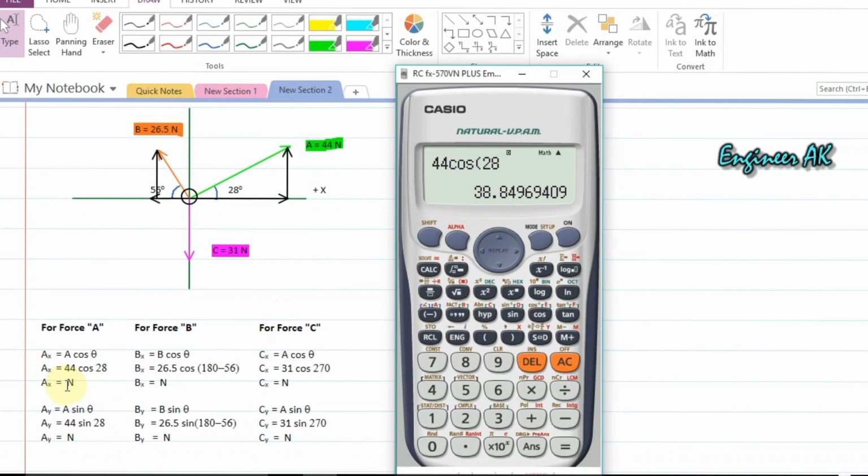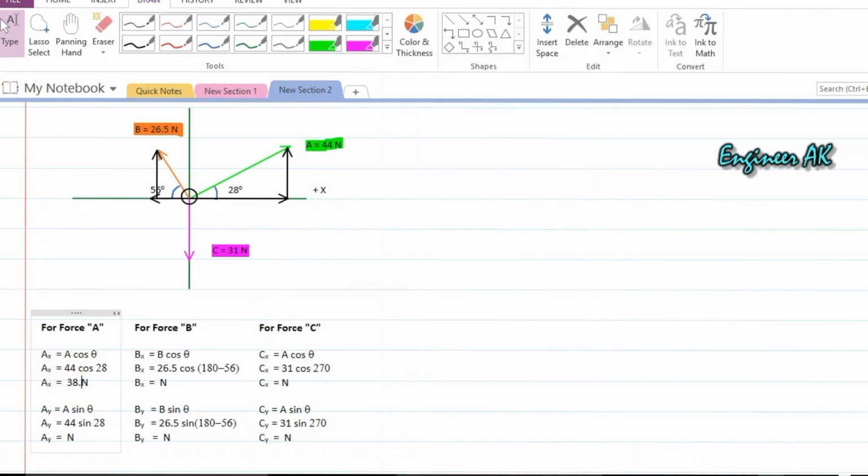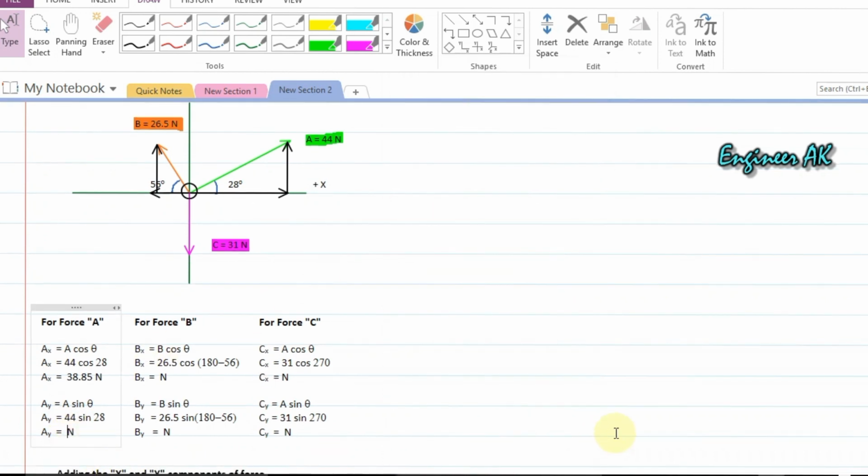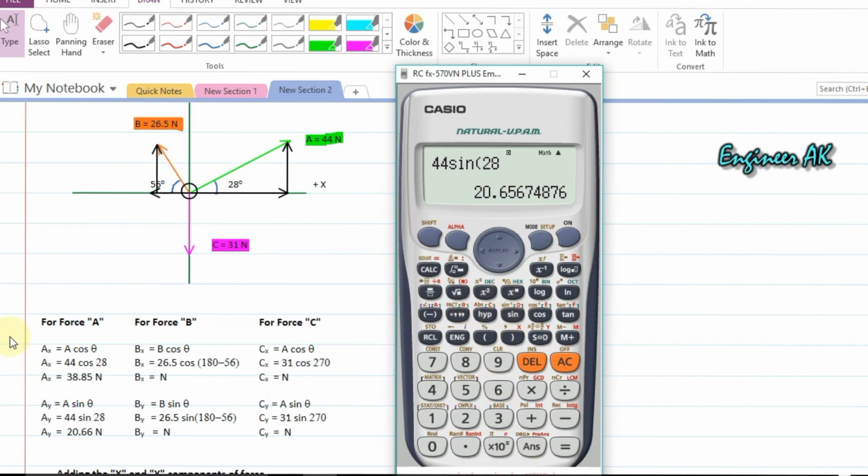So 38.85 Newton. If I do it for the y component, we know that the y component is equal to a sine theta, so 44 sine 28. Here we go, it becomes 20.66, so 20.66 Newton.